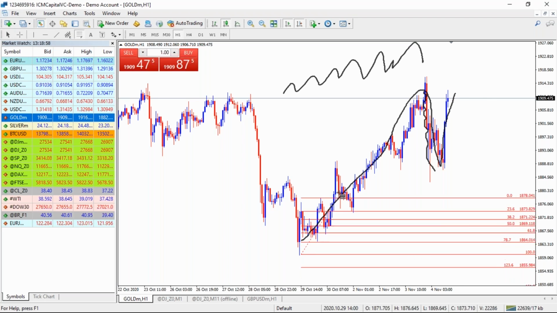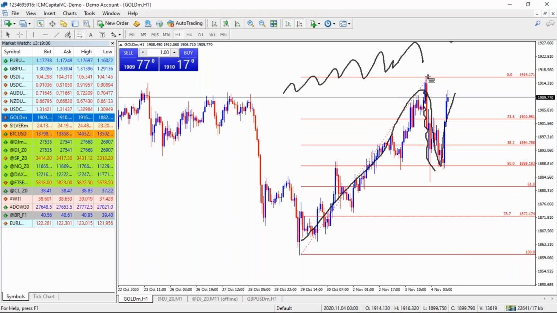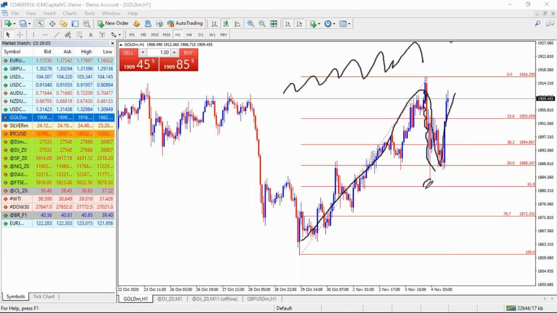So by using the Fibonacci, he can draw from point A to point B, and we can see that the market retraced exactly to the 61.8 level, and then moved from the 61.8 to the 23.6 level, and then moved back lower towards the 50% level. And now we're trading higher between 23.6 and 0%. So this is the retracement that took place.